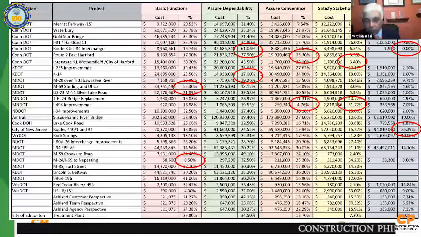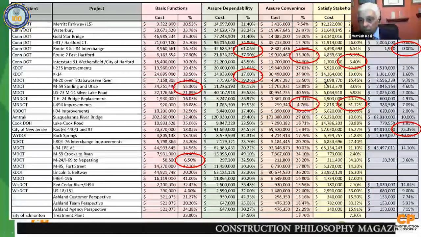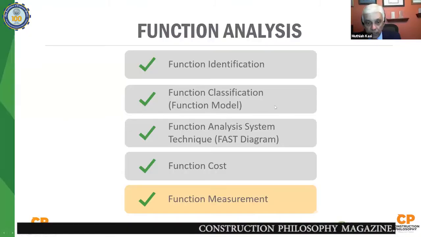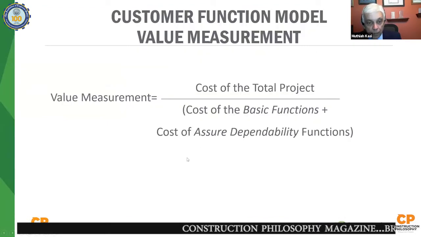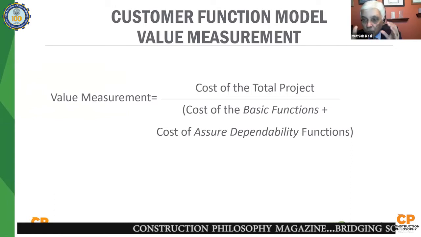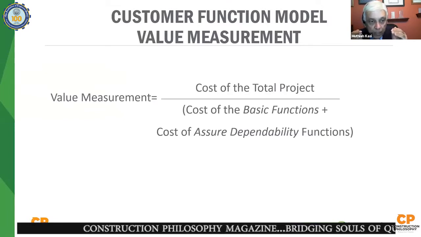This kind of shows you the ratio can really change as designed. Then if the client says this is high, then we come up with a way of redistributing all of them. So this is just a measurement. Now the conclusion is the value measured by, you take the total cost of the project and divide that by the cost of the basic and dependability function. That ratio tells you what your value is.